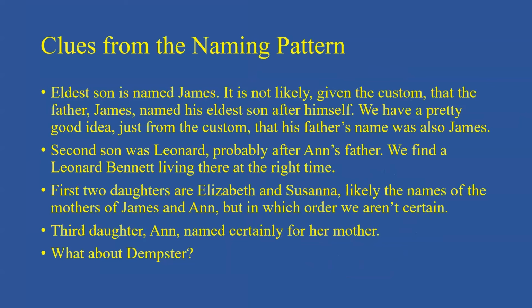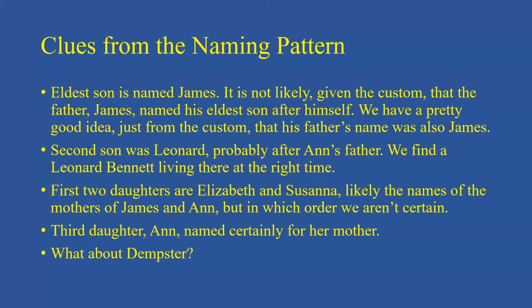And we also have a good idea that the second son's name, Leonard, was named after Leonard Bennett, because there is indeed a Leonard Bennett in the records of the town where the family lived. There was a Leonard Bennett who was assigned a pew in the church in 1760. So he was clearly an older person. So we can be quite certain that Leonard was the name of the mother's father. So that part of the naming pattern seems to be followed.